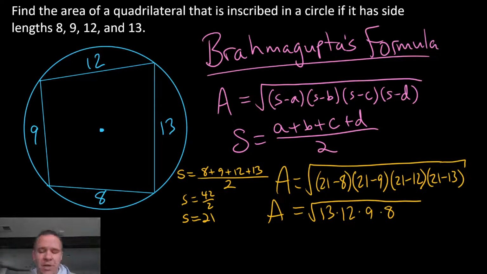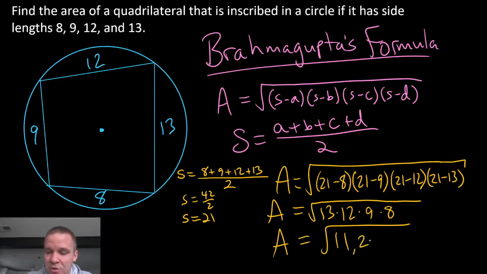If you're wondering, can I just multiply all my sides together? Coincidence on this one, guys. Coincidence, but I'm glad you're observant. You're like, is there an easier way? Sorry, not quite the case. So I've got to multiply all those together. That's a really big number, right? 13 times 12 times 9 times 8 is going to give me 11,232. So the area is the square root of 11,232, and you're going to be expected to break that down.